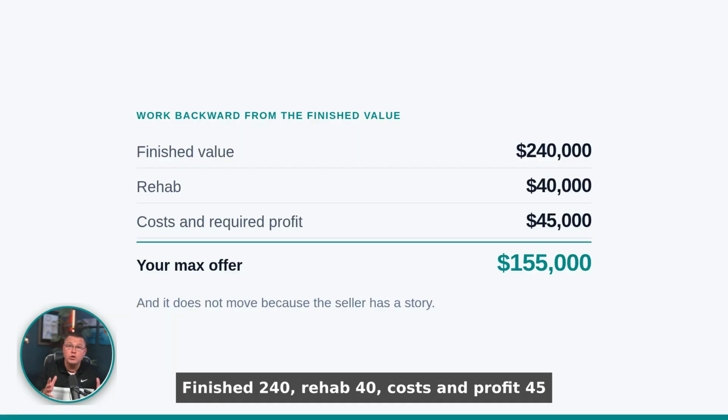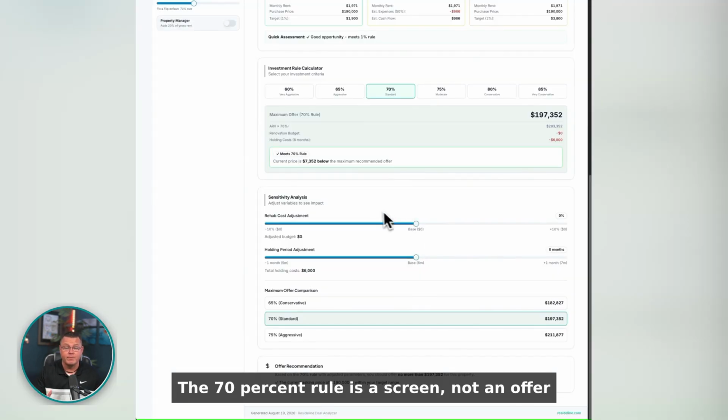Say the finished value is $240,000 and rehab runs $40,000. If costs and required profit come to $45,000, your ceiling is $155,000, and it does not move because the seller has a story. Two things get skipped.